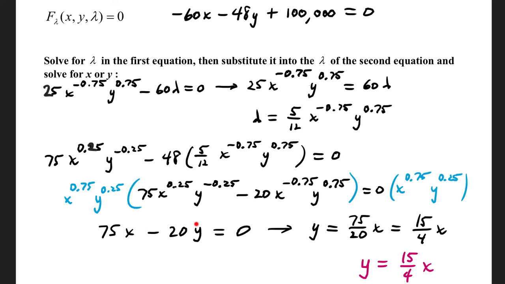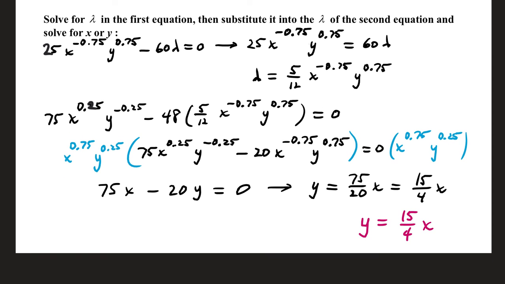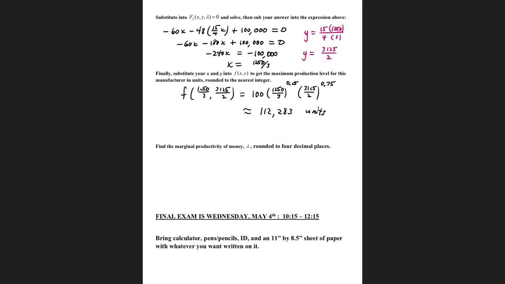Let's solve this for y. Add 20 y's to both sides. That'll give you 75x equals 20y. I'm going to write that in actually. Divide both sides by 20, and that'll give you y equals, reduce your fraction, 15/4 x. So y is equal to 15/4 x. On the next page, we're going to finish this up. So remember that y equals 15/4 x.